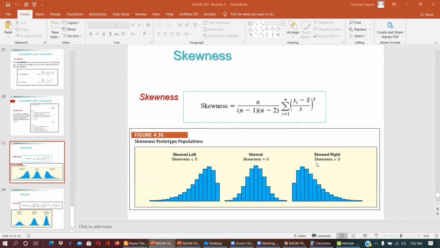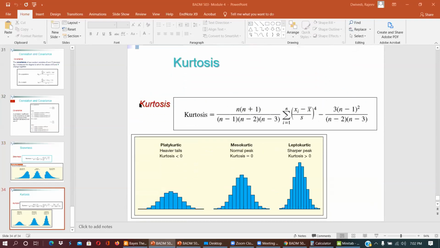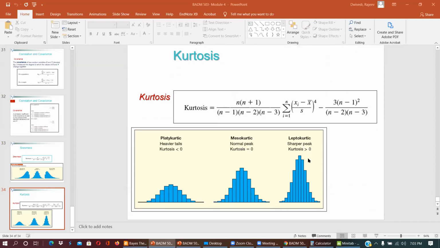Then skewness, what is skewness? If the skewness value is less than 0, that is left skewed. If more than 0, skewed right. 0 means normal. Similarly, kurtosis, if this is less than 0, it means heavier tails are there. If 0, normal peak is there. Greater than 0 means a higher, bigger peak is there. So this is what chapter 4 is about, but we are going to do a lot of things on Minitab.